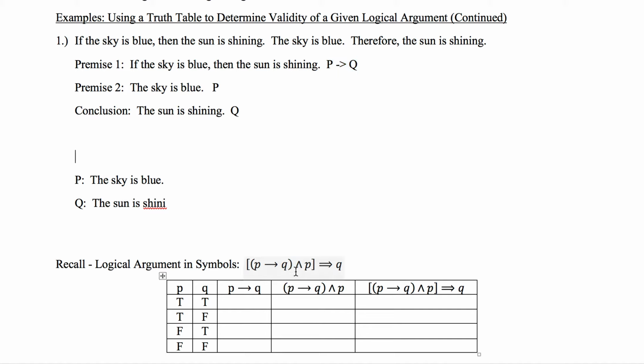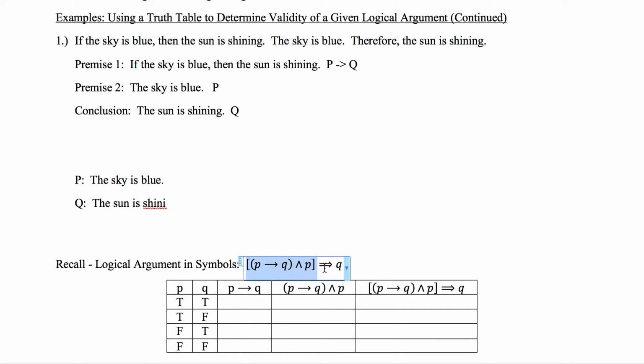Okay, and then we have the and symbol in between, and then we have the P, which is right there. Okay, so make sure that that makes sense. We take the first premise and the second premise, we put them together and put an and in between, and we have that.